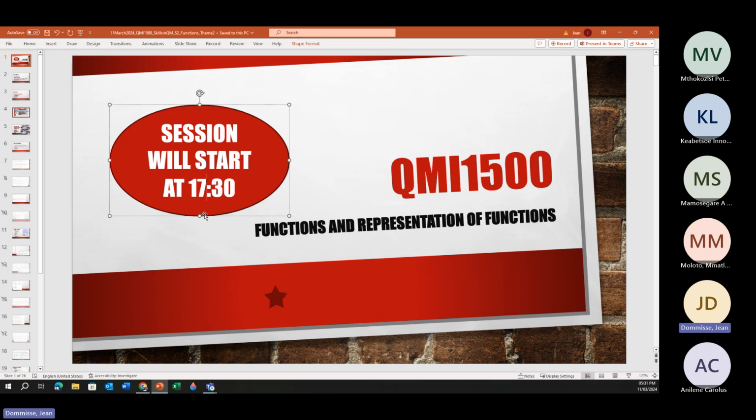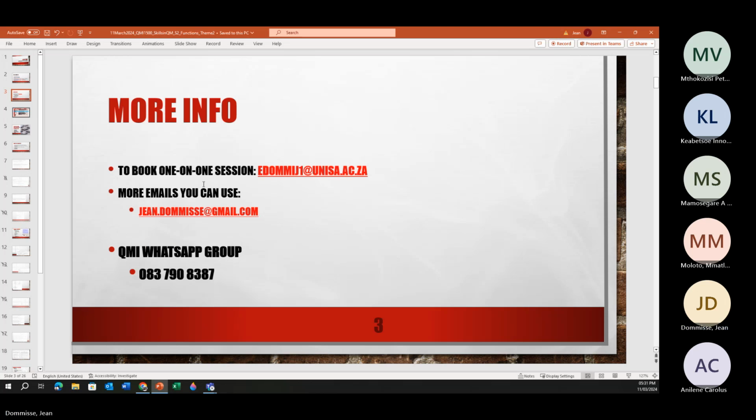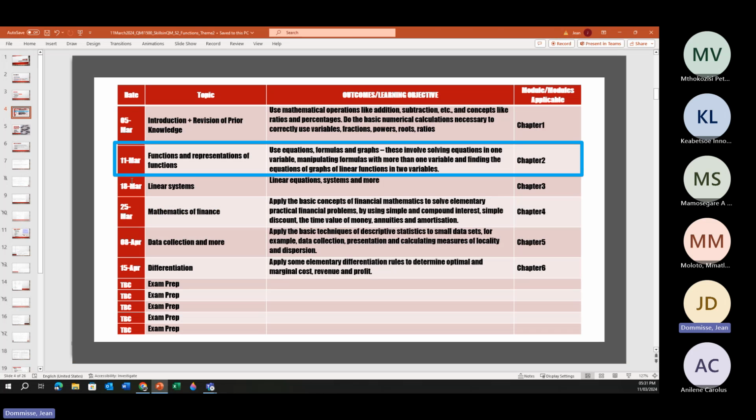Okay, so we will be looking at the second chapter tonight. We're going to look at functions and representation of functions.